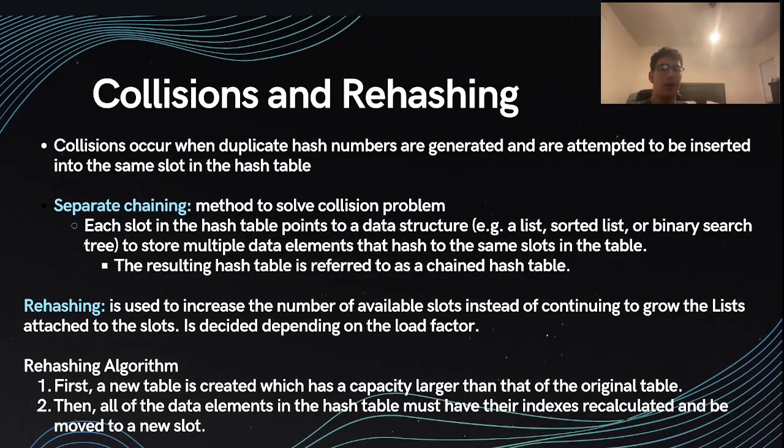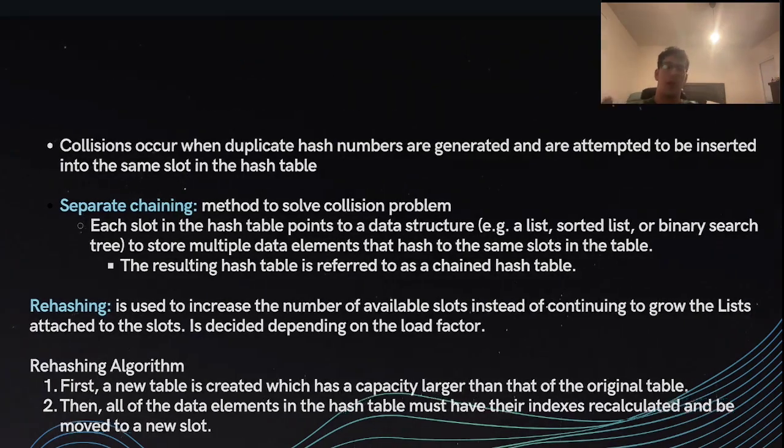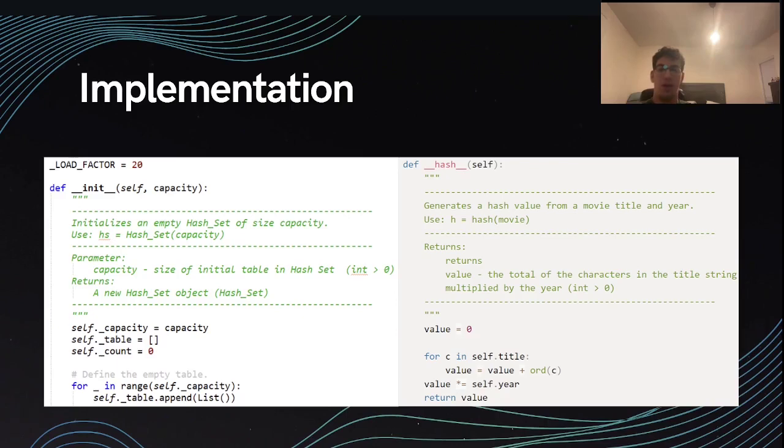First, a new table is created, which has a capacity larger than that of the original table. Then all of the data elements in the hash table must have their indexes recalculated and moved to a new slot. So let's see how this is kind of done.